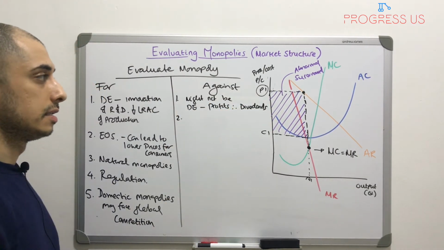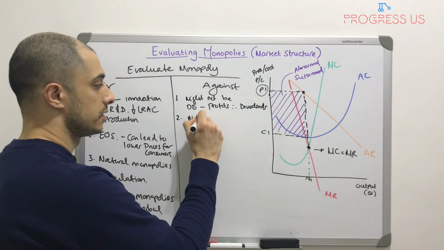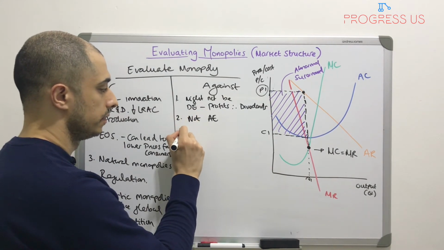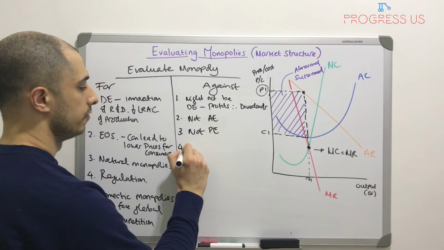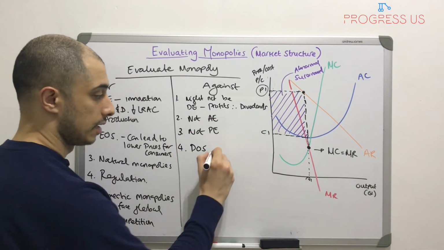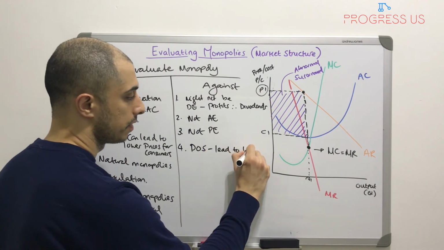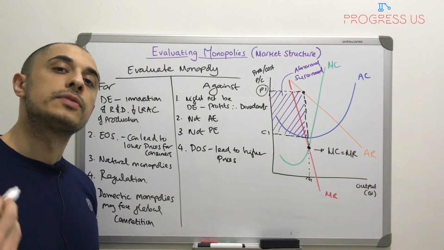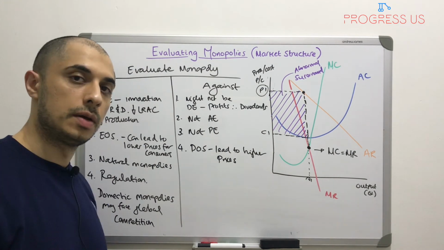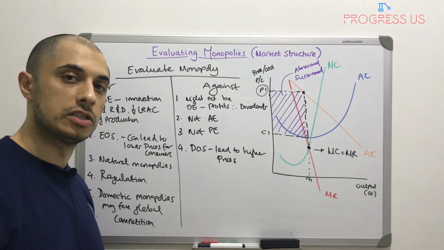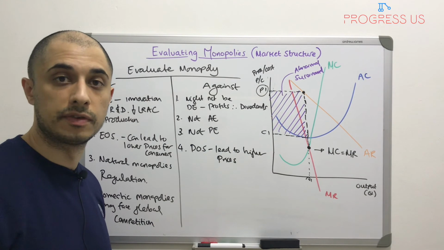Another point against is that it's not allocatively efficient. The third disadvantage is that it's not productively efficient. The fourth point is that diseconomies of scale may lead to higher prices. When a firm becomes too big, as it increases output, costs start to rise. They will then pass these cost increases on to the consumers in the form of higher prices.